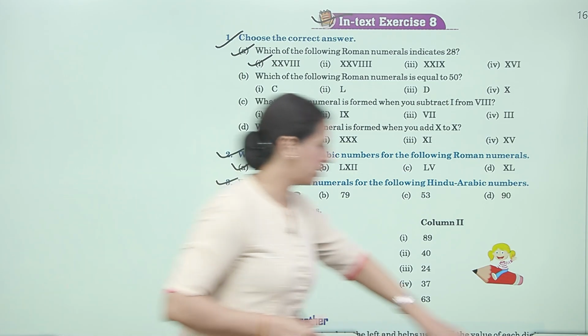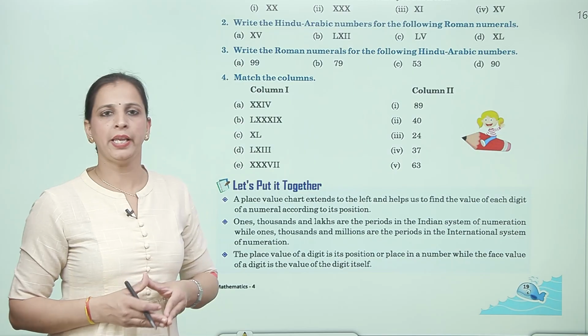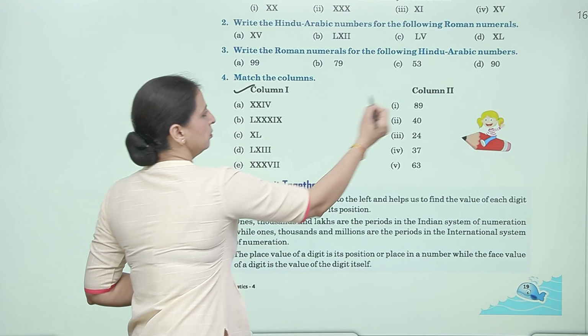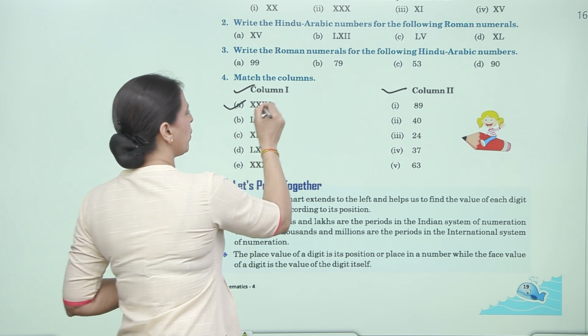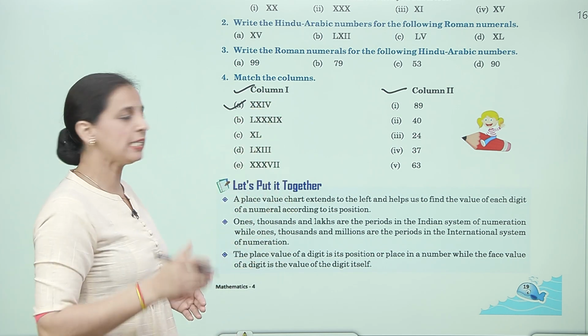Match the columns. Now column A and column B. A is XXIV. XX is 20 plus IV is 4. That is 24.